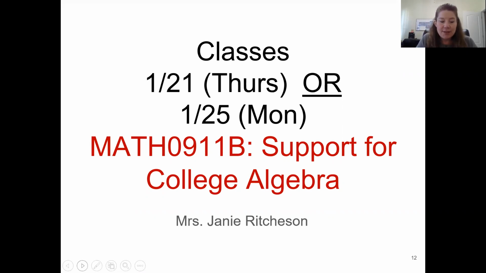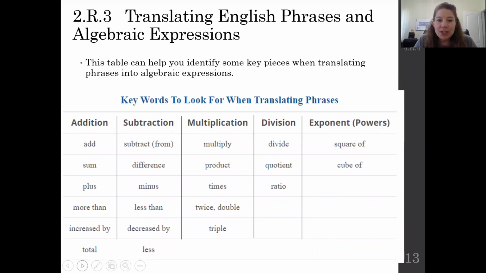So let's get started. All right, so in this section, we're going to talk about translating phrases and algebraic expressions. So these words that are here on this chart, you should be familiar with. If I'm asking about the sum of two numbers, you need to know that that means addition, okay? The difference, we're talking about the difference of two numbers. That's under subtraction. Product means to multiply. Quotient, that means you are dividing two numbers. And if we're talking about powers or the square of or the cube of, we're talking about exponents.